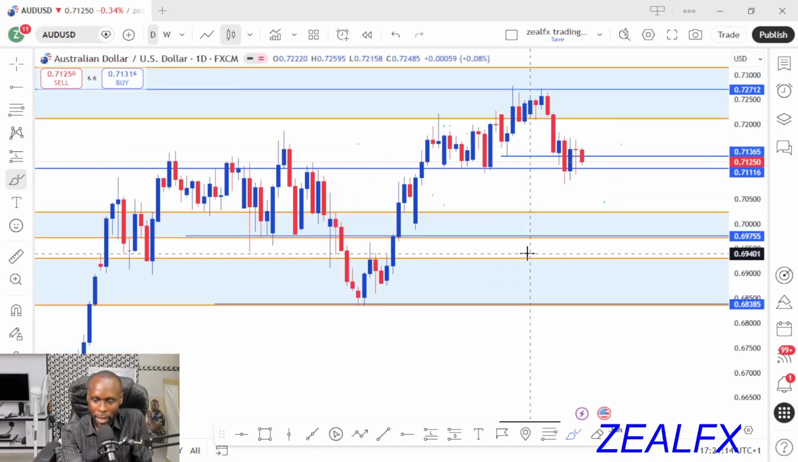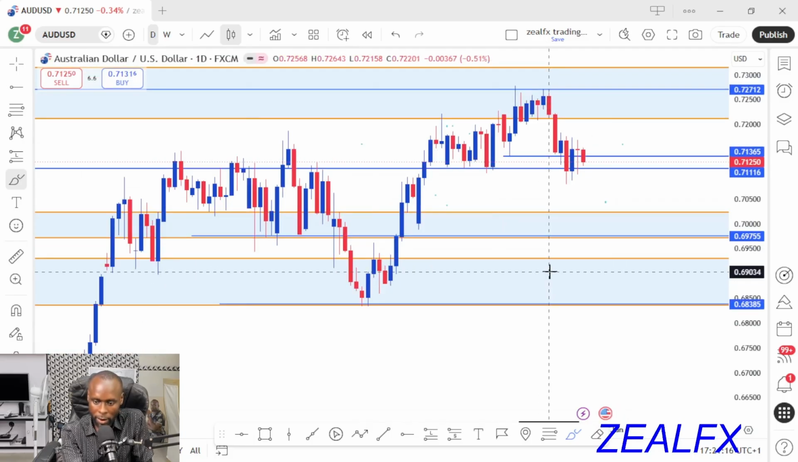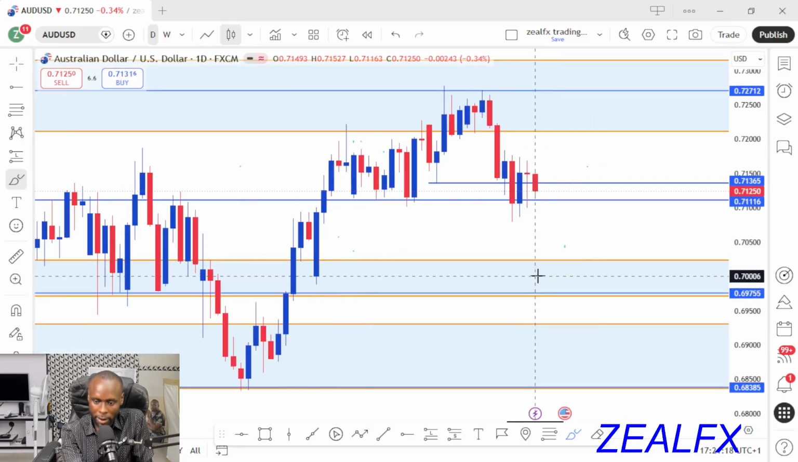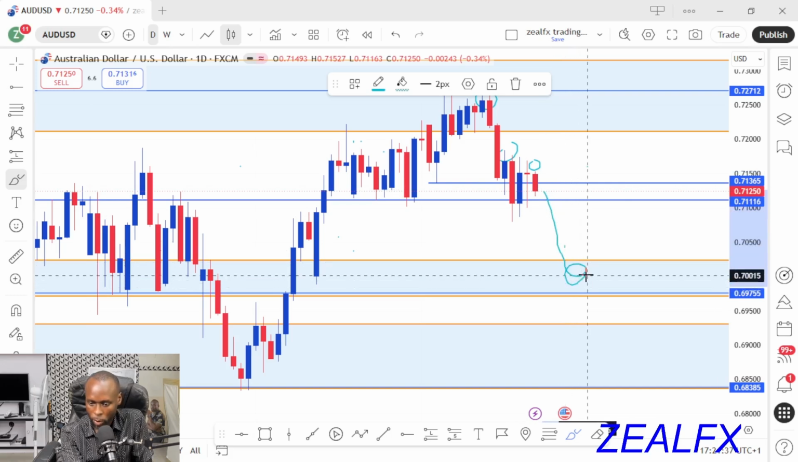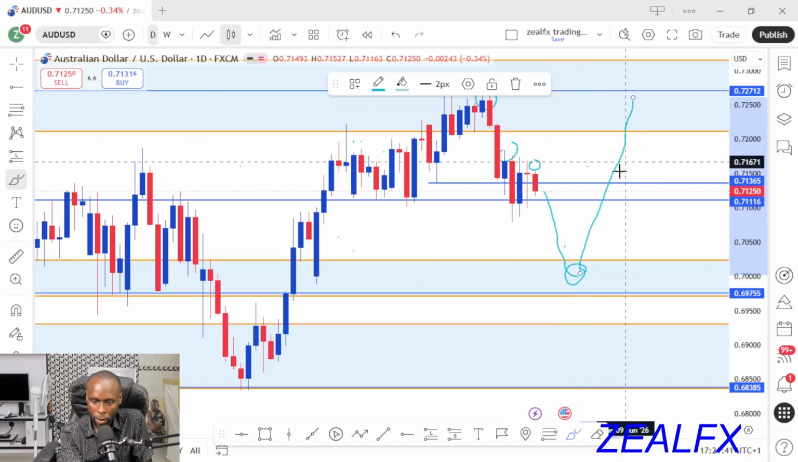So on my daily time frame, we can also see that price started to create a new trend on the Australia USD, which is we now have this higher high and a lower high, then a lower high. So this is a sign of a new trend building up for the Australia USD. So we expect price to drop to this support area. Then we can start looking for buys to the top for the Australia.